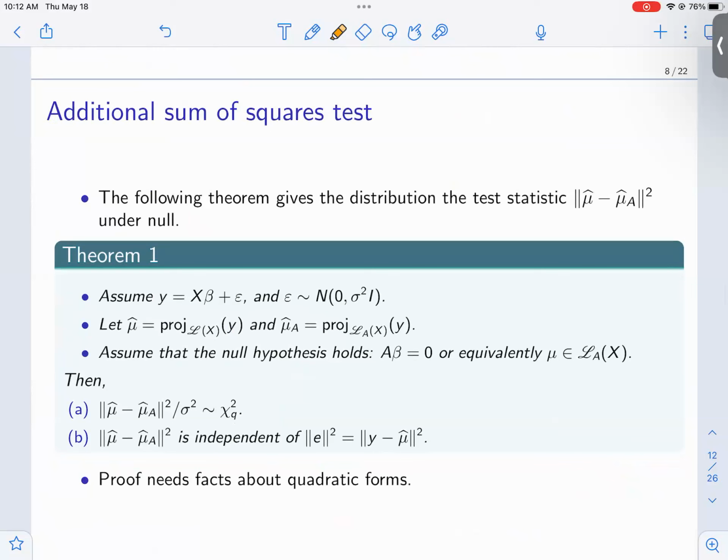So here's the kind of result that we eventually prove. The idea is that I want to do this test. So EA squared is equal to mu hat minus mu hat A squared plus E squared. The idea is that if I divide these by sigma squared, I have this identity.